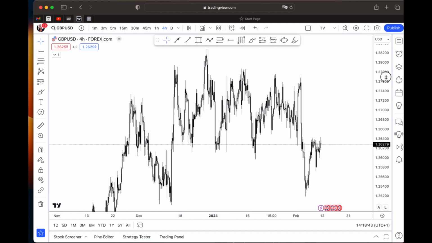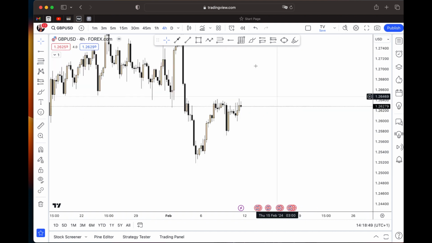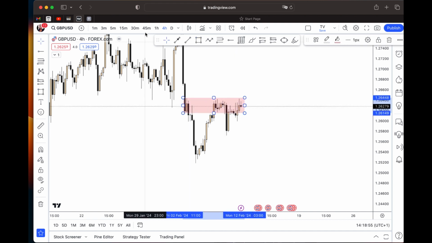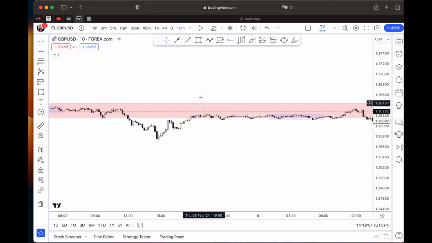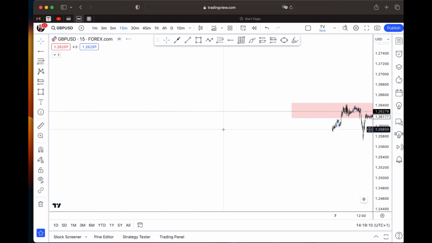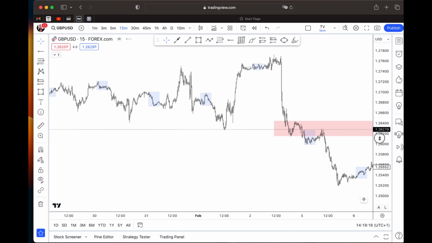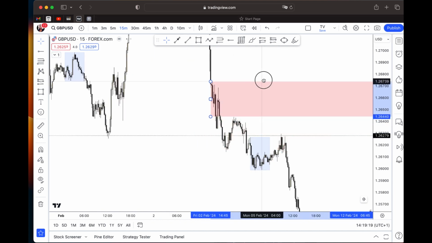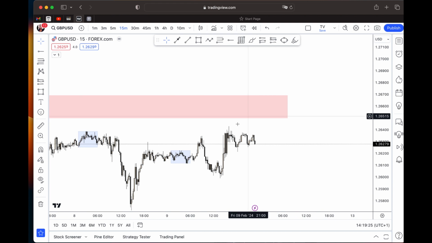For example, now on this GU right here, as you can see, at this zone now, we have this strong supply zone. But if I go to the 10 minutes time frame, is it 10 minutes or 15 minutes? I think 15 minutes. On the 15 minutes time frame, there's a more refined zone that I have been looking at for the past few days, and I know price is going to come there.